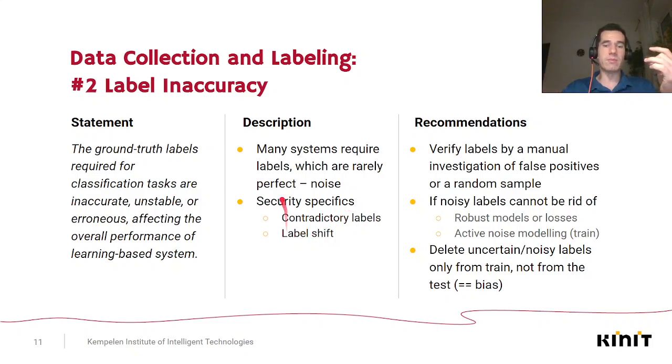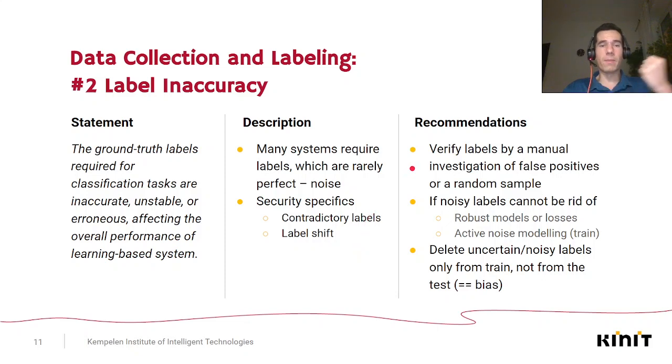So the labels may be contradictory. One expert might tell you that it's a malware, the second expert would not. This is an example for malware detectors, for example VirusTotal or some antivirus software, which may not give you the same results whether the sample is a malware or not. And of course, the label shift. So what's not malware today might be tomorrow, and so on. So these are two specifics for cybersecurity.